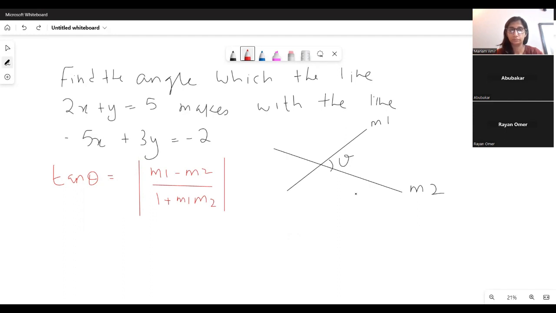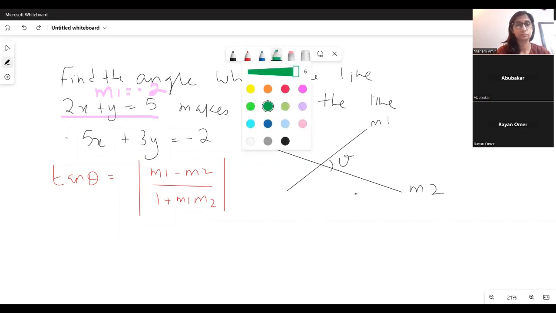Miss, m1 is -2. All right, so if this is m1, m1 is -2, that's correct. So you need to make y the subject, so it's going to be y equals -2x plus 5, making slope equals -2. Okay, what about the second line?